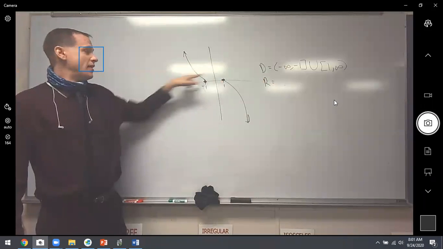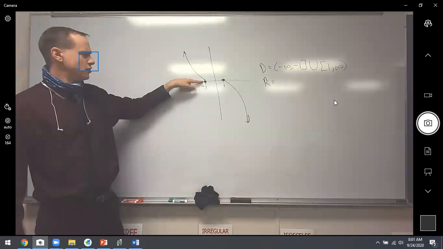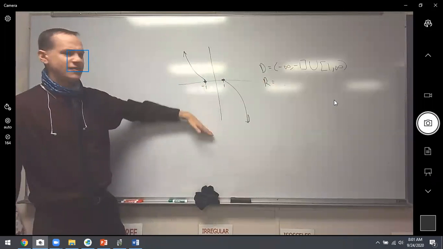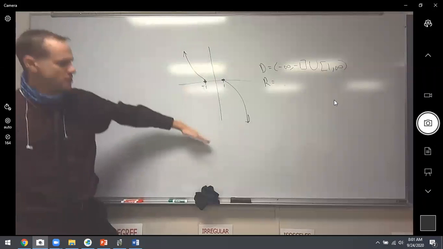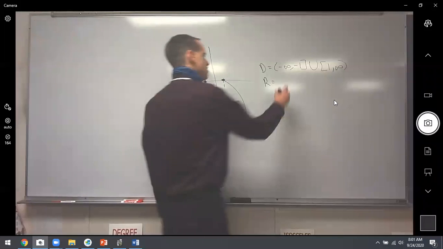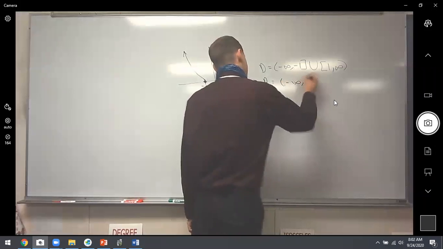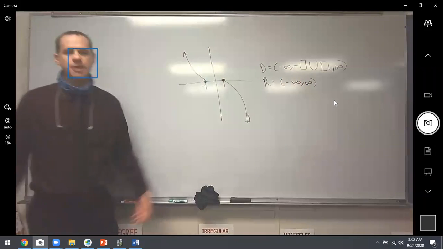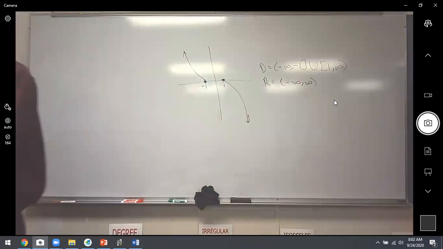Yeah. And then even though it's on a different piece, it still goes up, doesn't it? So doesn't it cover everything? Yeah, everything from negative infinity up to positive infinity. All y values are hit at some point by some piece of my graph. Everything's hit.